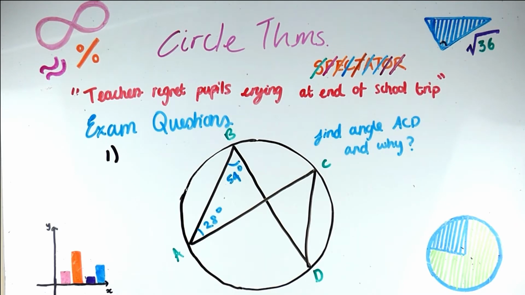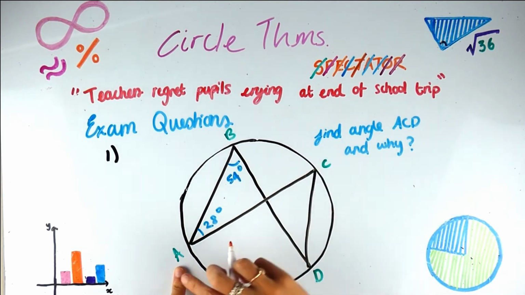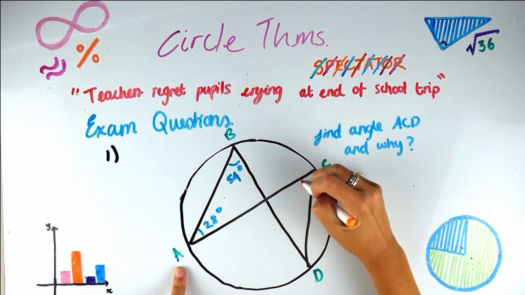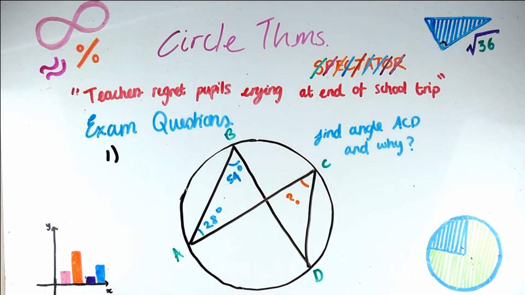So here we have a circle, and I've labelled the angles it's given you, and it's asking you to find the angle ACD and explain why, so which circle theorem you've used. The first thing to do is work out which angle is actually being asked for. So you go A, C, D, and it's the angle in the middle. This is the angle we are after.